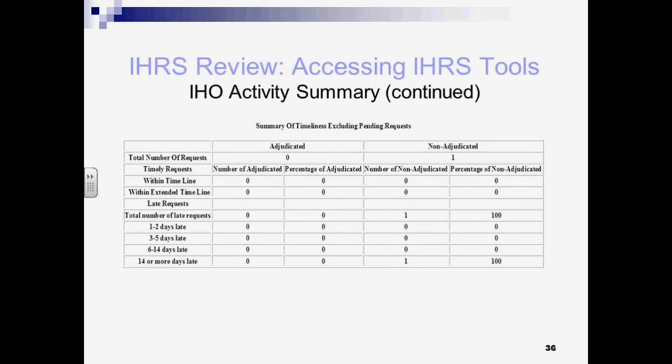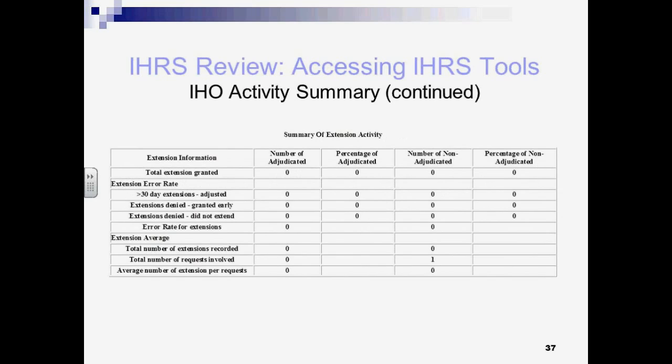The summary also provides a table including your summary of timeliness excluding pending requests. This section of the chart is broken out by your total number of adjudicated and non-adjudicated cases, and of those, details the number and percentage of your cases that were adjudicated or closed otherwise within an original timeline and with an extended timeline, and the number and percentage of your cases adjudicated and closed otherwise that were late. This section also further details the number and percentage of your late cases in segments of number of days late.